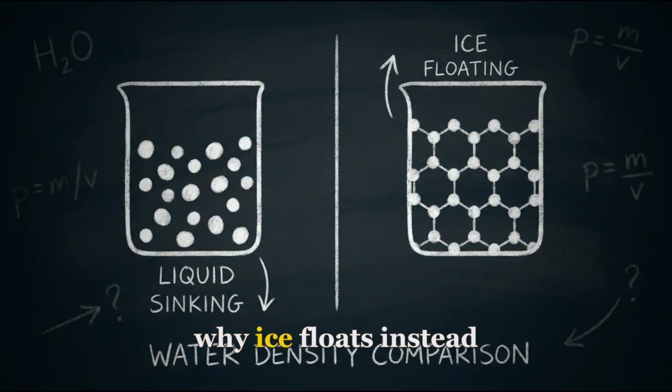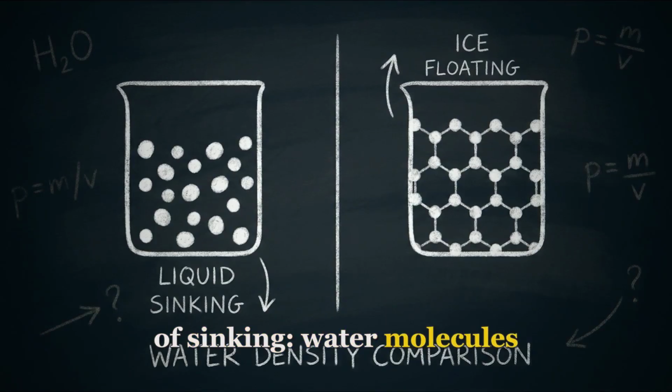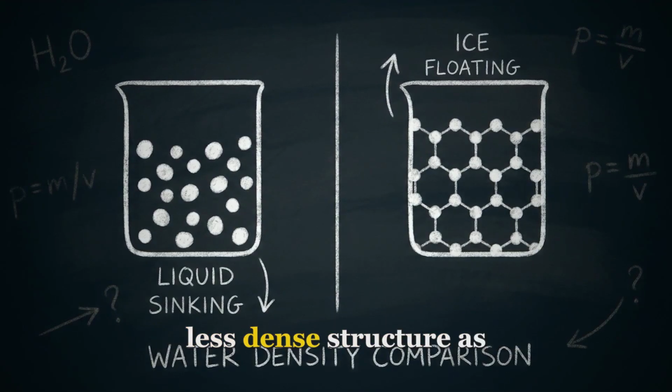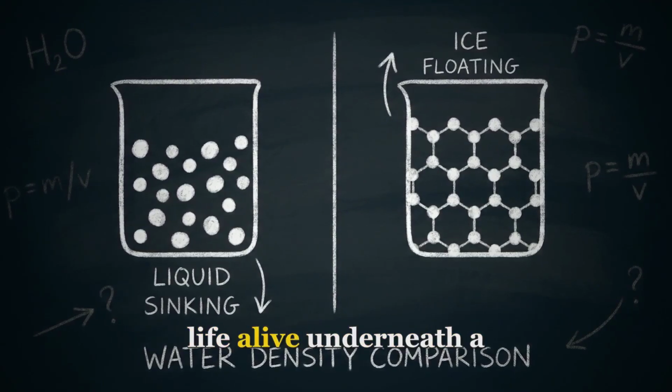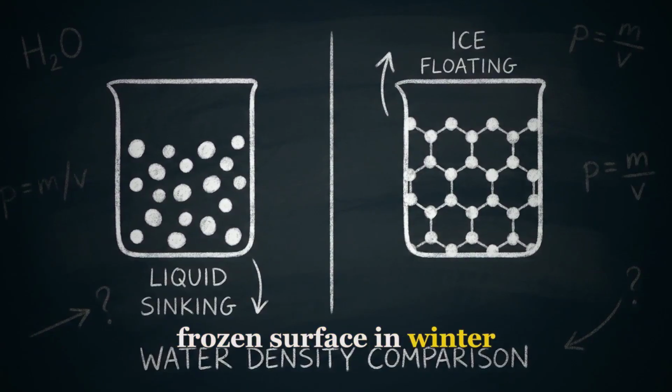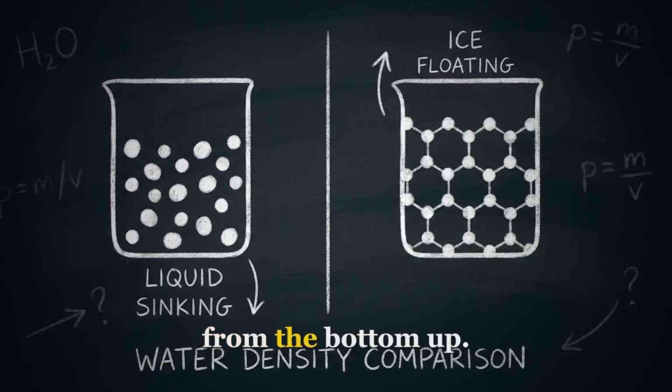And it's why ice floats instead of sinking. Water molecules lock into a wider, less dense structure as they freeze, keeping a whole lake's worth of life alive underneath a frozen surface in winter instead of freezing solid from the bottom up.